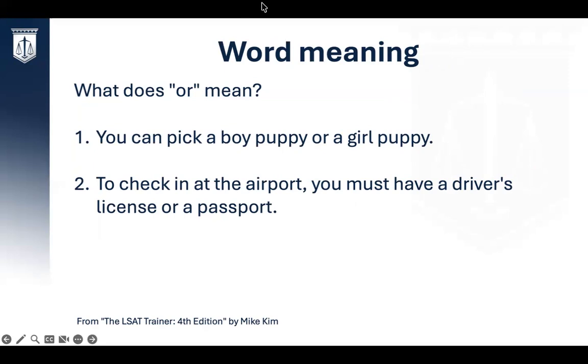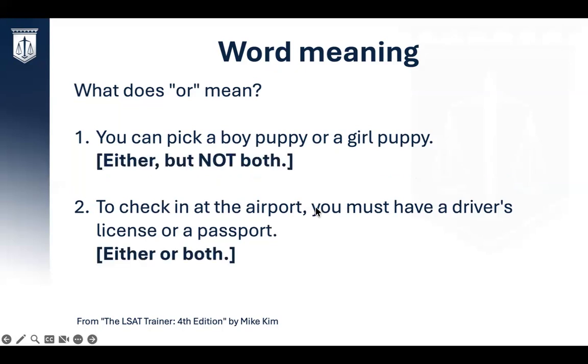How many puppies can you have? You can put it in the chat. How many puppies can you have? Great job. Okay. To check in at the airport, you must have a driver's license or a passport. How many can you have? That's right. Okay, good. You can have one or you can have two.